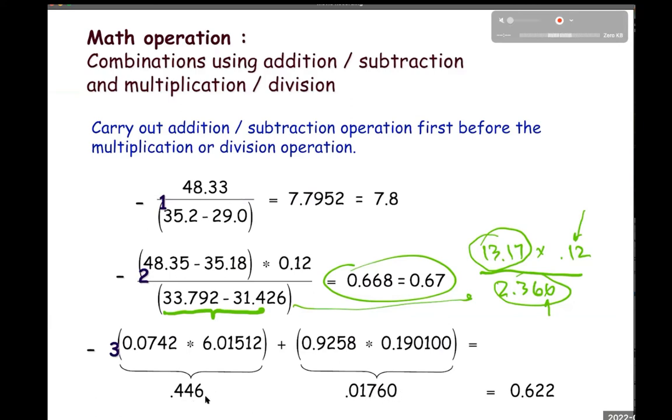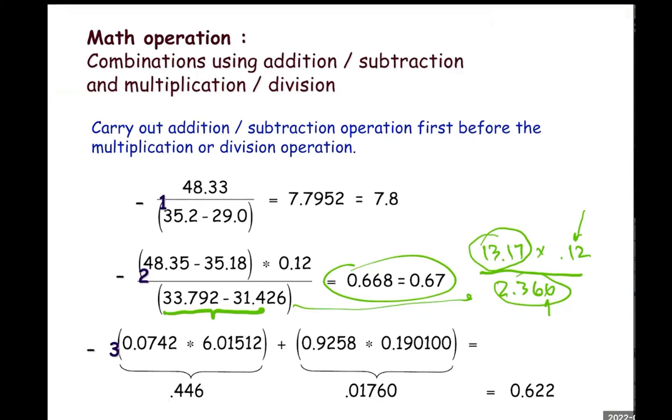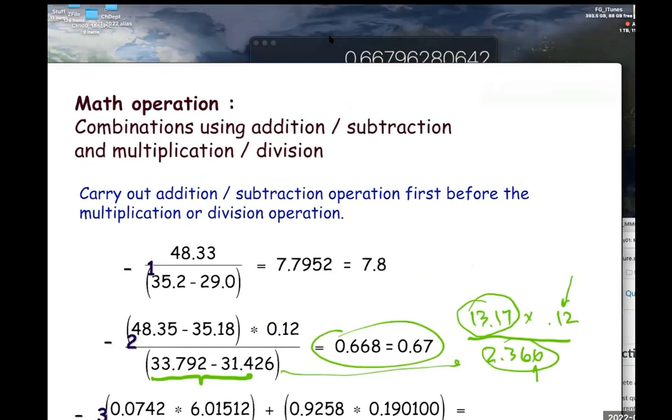0.01760. This one has the biggest error. This has a plus or minus to the 1,000th. This has an error to the 10-thousandths. So I have to round off my final answer based on this right here. It should be based on the 1,000th place. So when I add 0.446 to 0.01760, let me show you that in the calculator just so that you can see that.